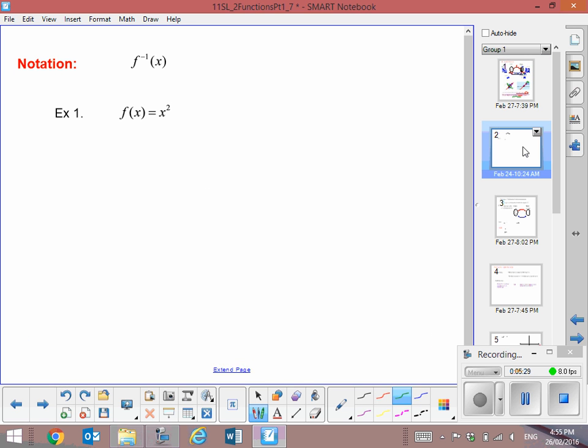The notation we use is f to the minus 1 of x. So here our function f of x is equal to x squared. Our inverse function, f to the minus 1, is equal to the positive square root of x. If you don't have a positive sign there, that's implied. So you just write it like that, you don't need to put the plus sign in.